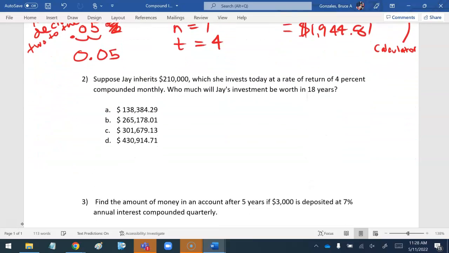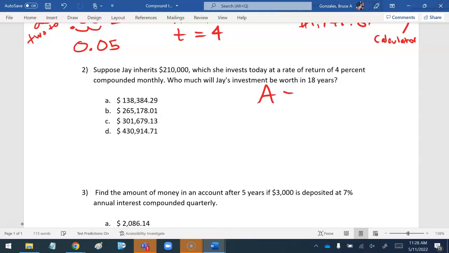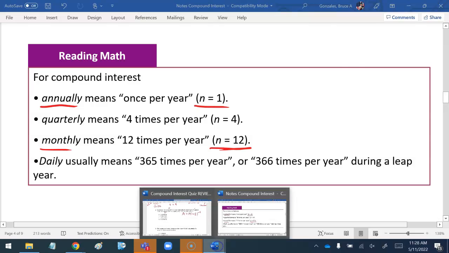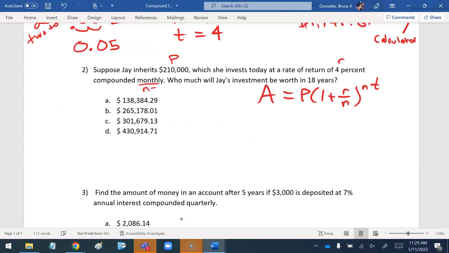Let's do it again. A equals P, 1 plus R over N to the power of NT. So when I read it, J inherits $210,000, that's P. Investing at a rate of return of 4%, that's my R. Compounded monthly, that's my N. Now, what is N if it's monthly? Monthly N equals 12. And then my T, how many years? I got 18 years.